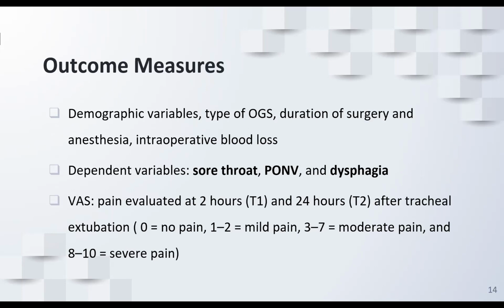They collect patients' demographic variables, and the variable pain was evaluated and recorded at 2 hours, which is T1, and 24 hours, T2, after tracheal intubation using a visual analog scale. To facilitate the visualization of the results, the author divided the pain scale into 4 categories: 0 is no pain, 1 to 2 is mild pain, 3 to 7 is moderate, and 8 to 10 was severe pain.